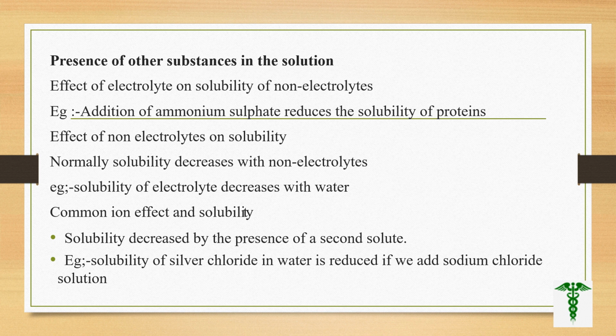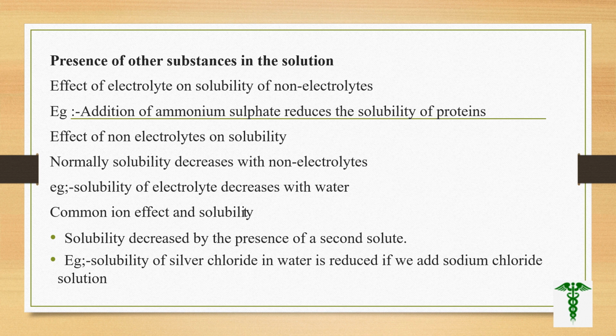Next one, what are the other substances present in the solution. For example, if you are adding an electrolyte, how does the electrolyte affect the solubility of a non-electrolyte. For example, if you are adding ammonium sulfate, it reduces the solubility of proteins. The next case is if you are adding a non-electrolyte; solubility decreases with the non-electrolytes.